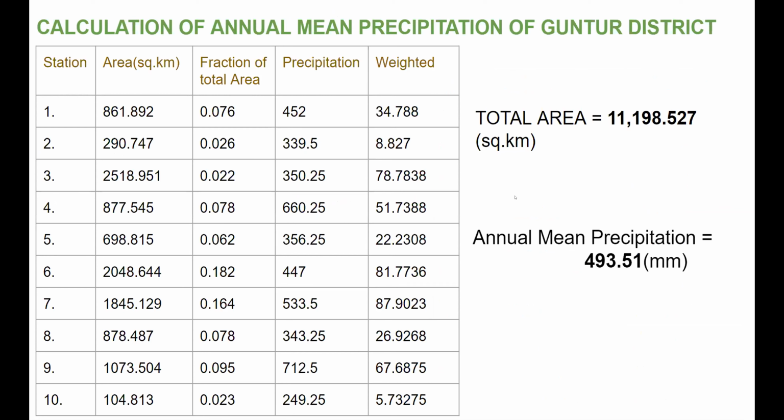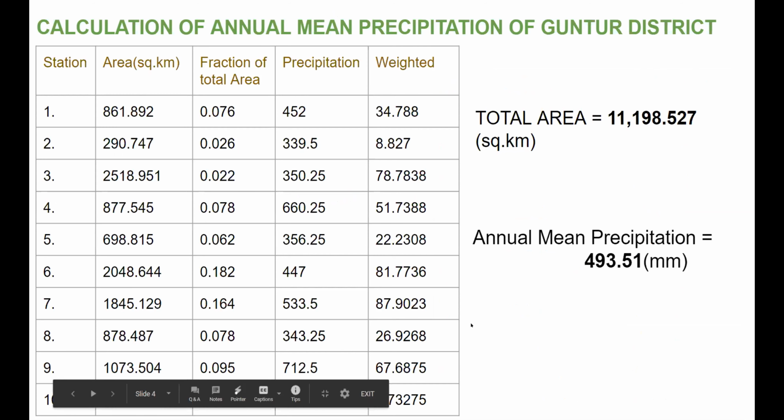This is the final calculation of the annual mean precipitation of Guntur district. Okay, the precipitation column needs to have a unit, and the last column also needs to have a unit. So you've got the average of 493.5. All right, Rahul, thank you, sir.